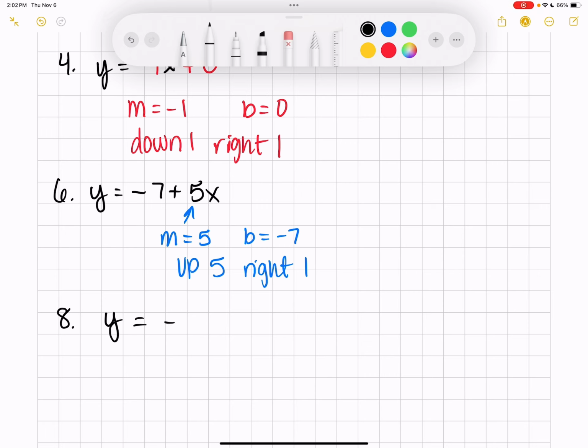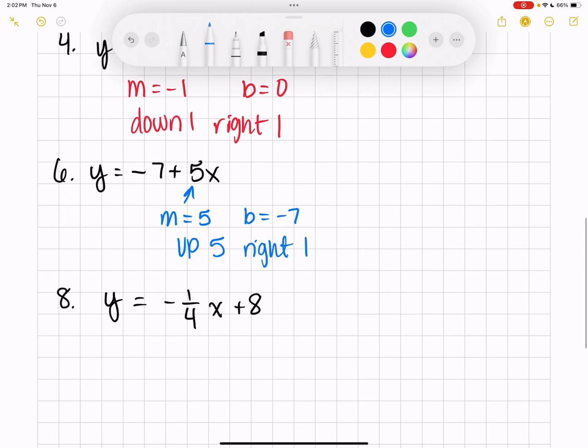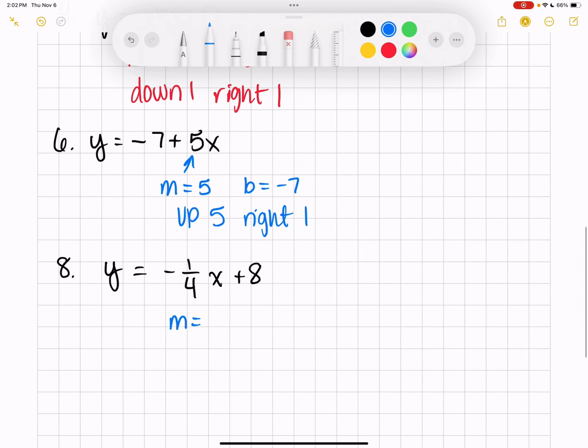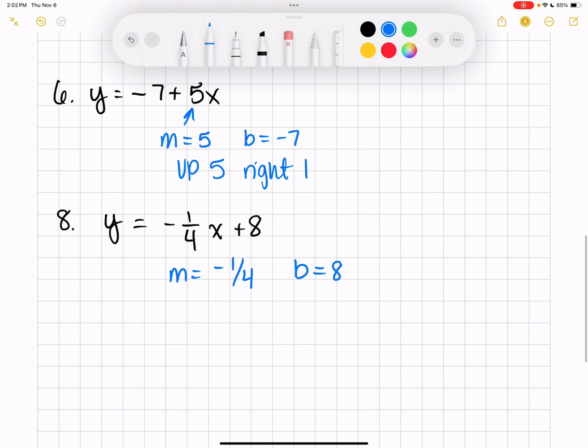Y equals -1/4 x plus 8. So what is my slope of this one? 1/4. The sign always goes with it. Negative 1/4. Whatever sign is with it goes with it. So if there's a negative sign, it's negative. If it's a positive sign, it's positive. Now what about my intercept? 8. Now what does this slope tell me to do? To go down 1, right 4. Down 1, right 4.